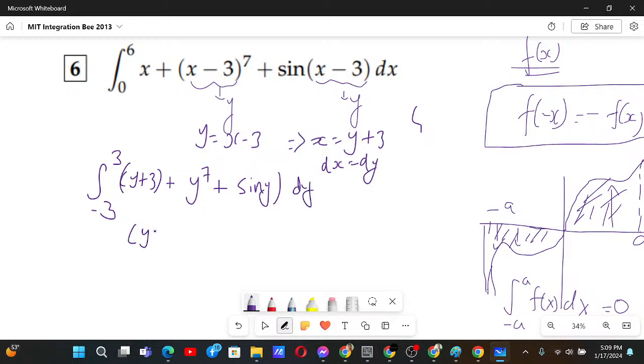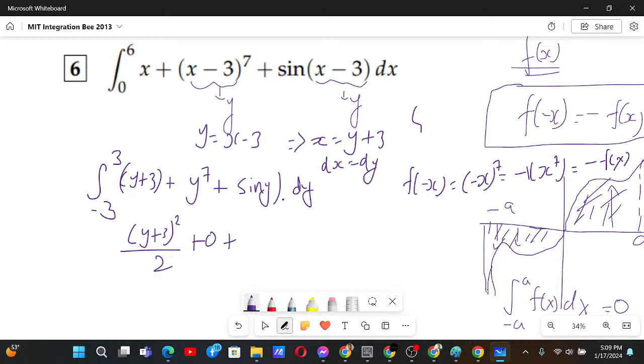Now this is just y plus 3 whole square by 2, and these other functions are odd functions. y to the power 7 is an odd function because if you look at f of minus x, that will be minus y to the power 7, and minus 1 to the power 7 is just minus, so minus 1 times y to the power 7, and this is minus f of x. So since this is an odd function, in a symmetric domain its integral will be 0, and sin y is also an odd function. You can check that sin of minus x is, of course, minus sin x. So in a symmetric domain its integral will be 0.